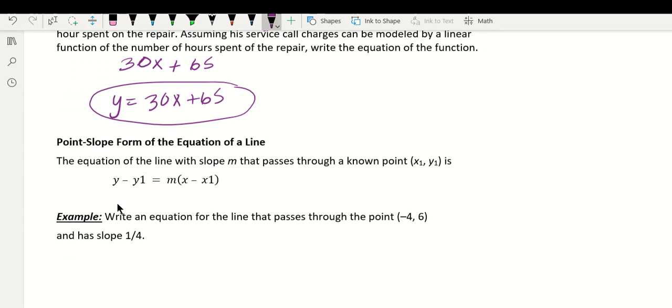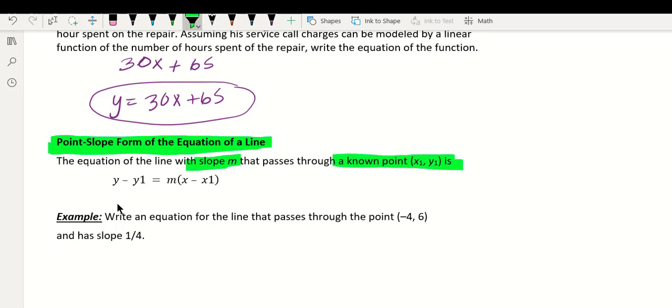The point-slope form of the equation of the line. Moving on to the next topic, we use this to find the equation of the line if we are given a point and a slope. Again, the slope is your m, right? And the point is any known point that we have, that's x sub 1, y sub 1. All right? This is a formula that we will use: y minus y1 equals m times x minus x1.